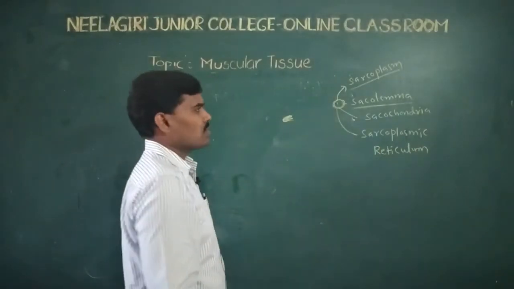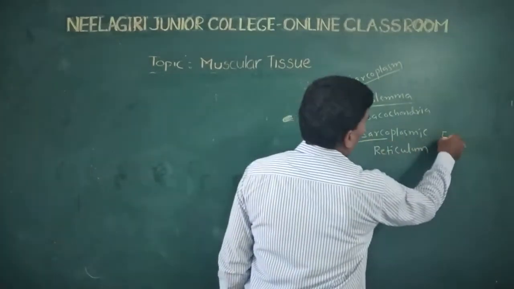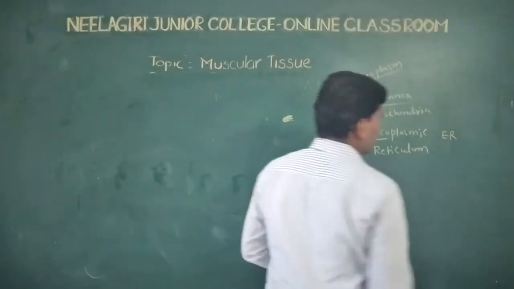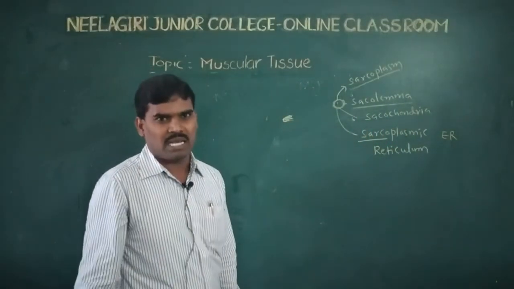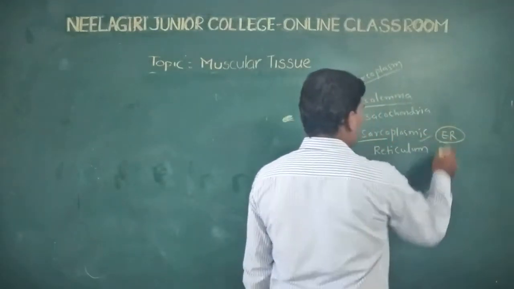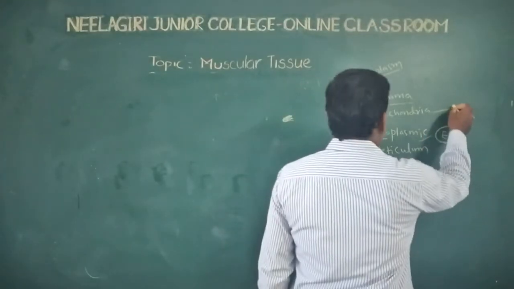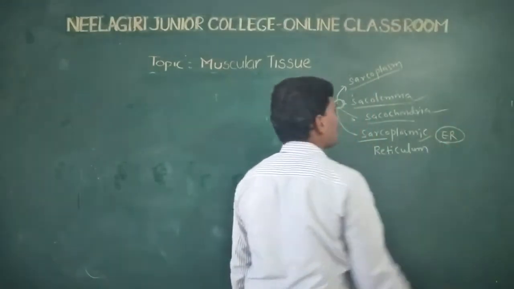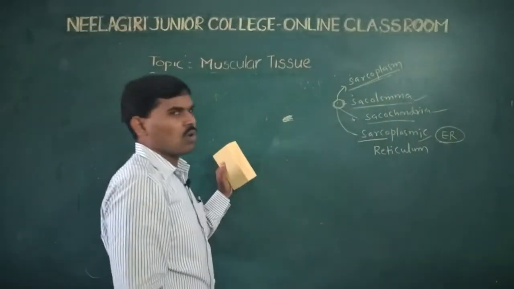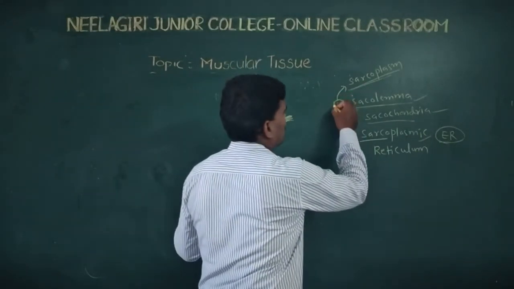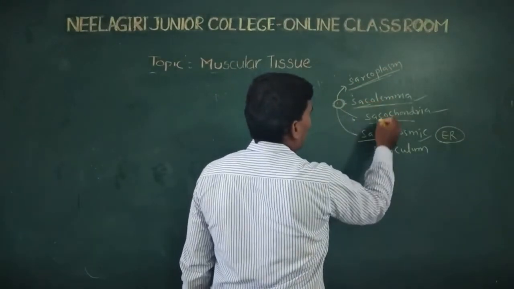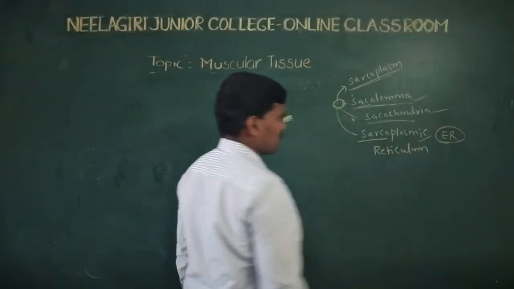Sarcoplasmic reticulum. Actually, endoplasmic reticulum is simply ER, which is found inside an animal cell. So instead of ER, it is sarcoplasmic reticulum. Instead of mitochondria, it is sarcochondria. Instead of plasma membrane, it is sarcolemma. Instead of cytoplasm, it is called sarcoplasm. So muscle fibers have sarcoplasm, sarcolemma, sarcochondria, and sarcoplasmic reticulum.